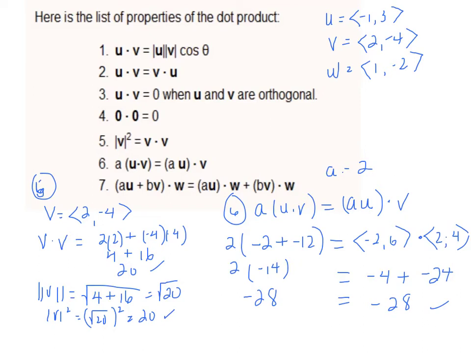So number 7 would be a good one to show in your notes. On the notes, I had it listed on showing properties 5 and 6. You might want to also do 7.